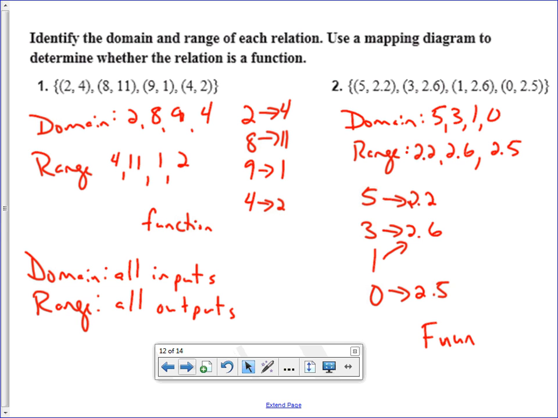Some of you may be looking at the, oh, let me rewrite that. Remember this 2.6, this right here is a y value, so we can have a y value with two different inputs, but not vice versa.